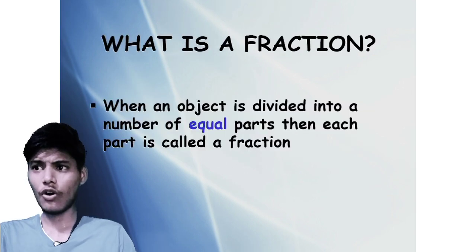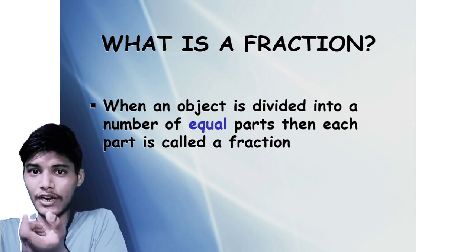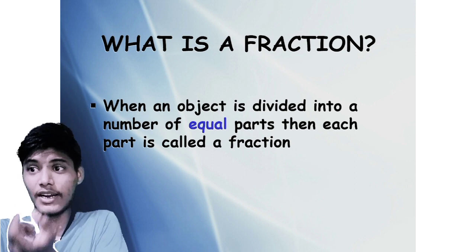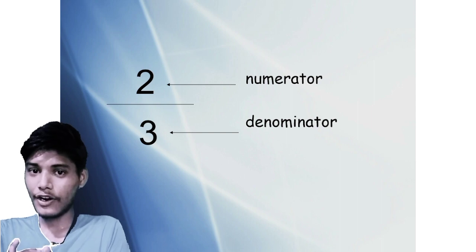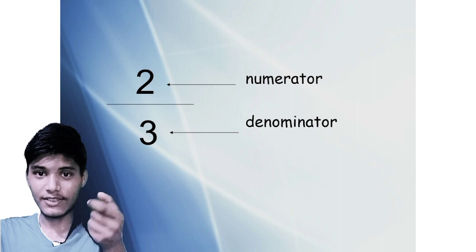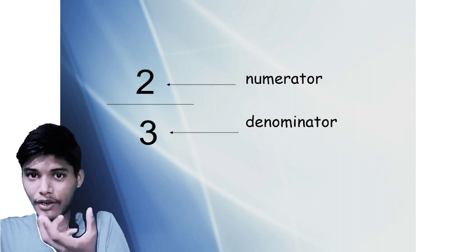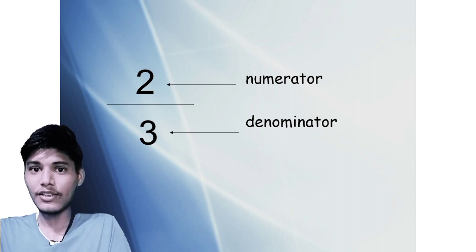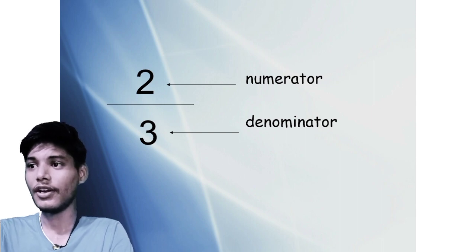Basically, what is a fraction? When an object is divided into a number of equal parts, then each part is called a fraction. Suppose we have a chocolate and we divide it into 3 parts, then 1, 2 and 3, we have only 3 parts of 1 chocolate. Then if we consider only 2 parts, this will be a fraction of 2 by 3, which is written 2 by 3.